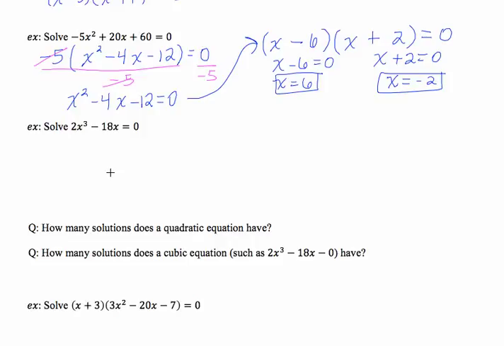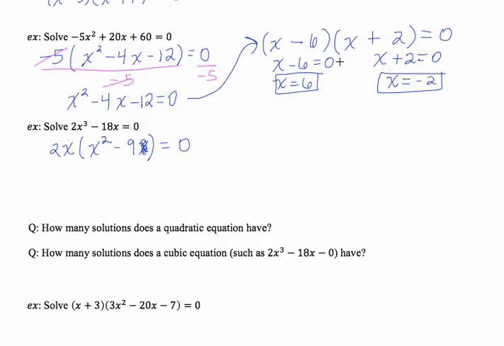Now this one, you can make into an easier equation by asking, what can I factor out of both terms? What's the greatest common factor between 2x cubed and 18x? They both have an x that we can take out, and they also both have a 2 that we can take out. So if we take out a 2x, we're left with x squared minus 9, equals 0. Now that's easier to solve.